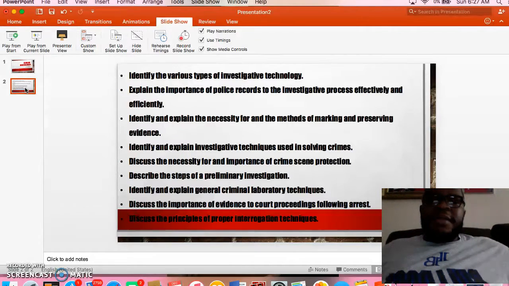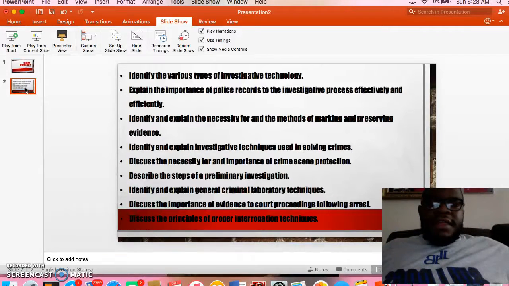On to our next point. Explain the importance of police records to the investigative process, effectively and efficiently. So police records are incredibly important, not just having that on record. It's actually going to help you a lot when it comes to bringing that case to court and having that evidence actually be supported in the courtroom.